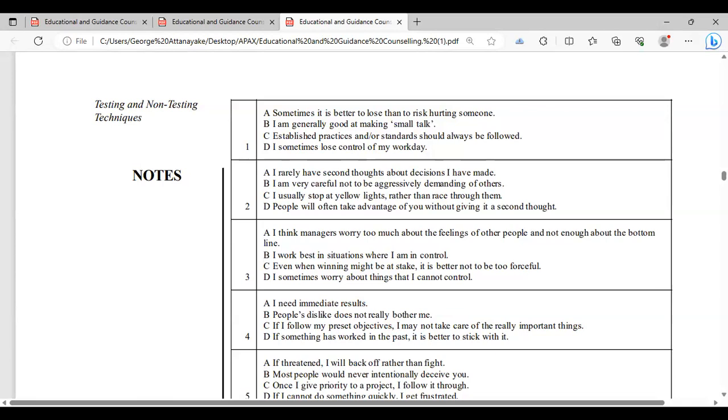The bottom line means the workers, machine operators, peons. What is your answer? Yes, Tarang, what's your answer for the third one? I would go for C. Okay, even when winning might be at stake, it's better not to be too forceful, right? So number 4.